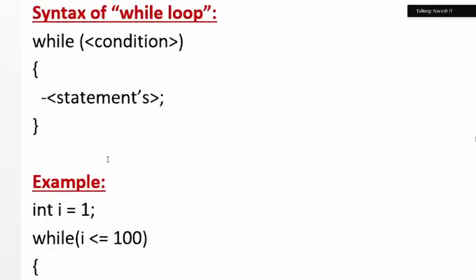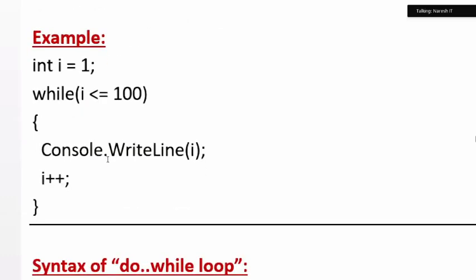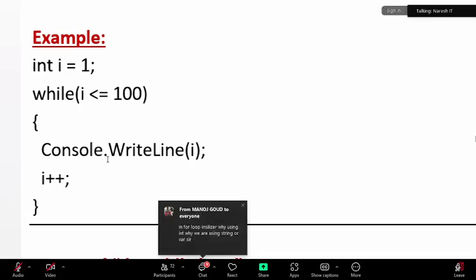While loop. How do you write it? While condition statements. You see the example? int i = 1; while i less than or equal to 100, Console.WriteLine(i++). What is the output? Same only. Now also we get the output as 1 to 100. Are you getting my point here?